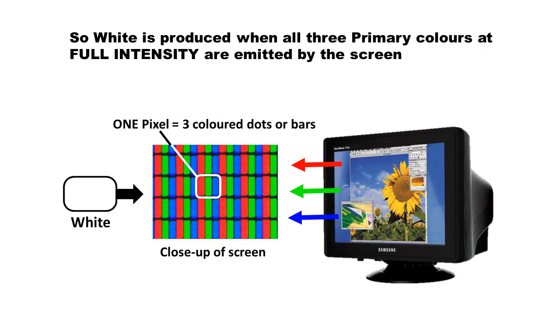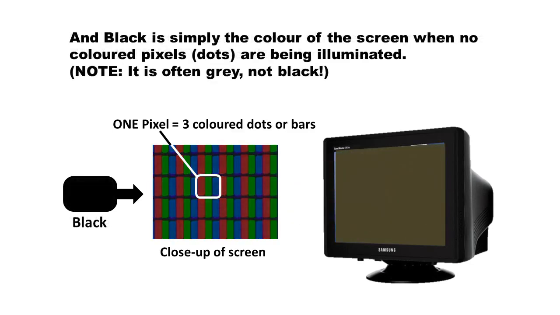And if we look at a close-up of the screen, we'll see that each pixel is comprised of 3 coloured dots or bars, each emitting red, green or blue light. And black is achieved by simply switching off the coloured bars creating each pixel so that no light is being emitted. When you see black, you're actually looking at the natural colour of the screen when the device is switched off.